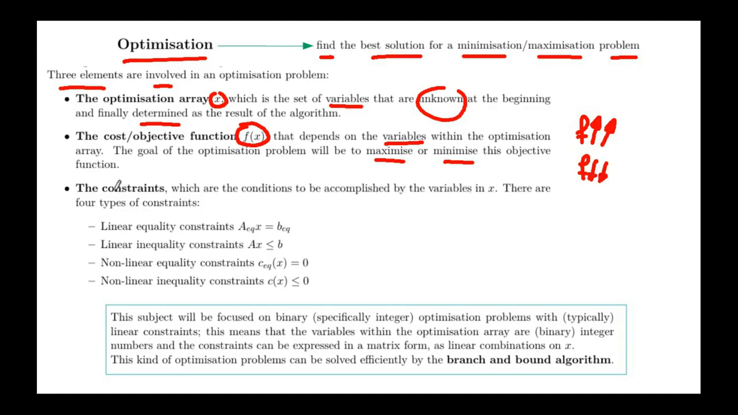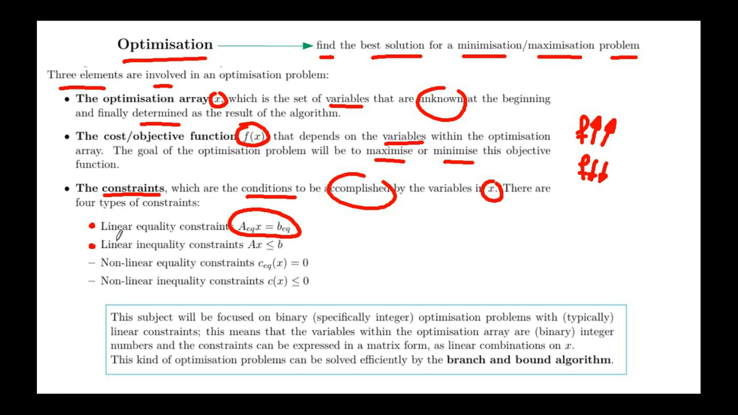And finally, we have the third element, that are the constraints. These can be understood as the conditions that must be accomplished by all these variables in the optimization array. We have four types of constraints. First of all, the linear equality constraints, that can be written in a matrix form, as you can see here. It's a linear combination on X.